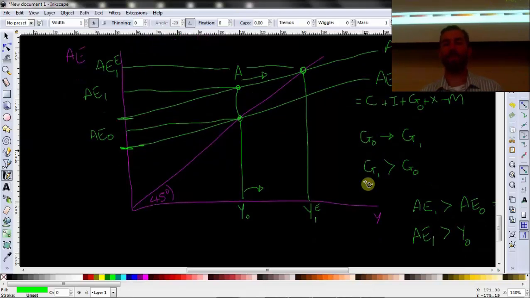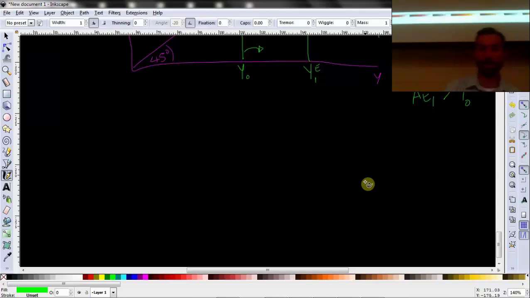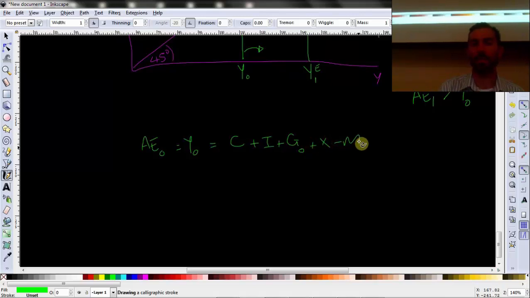What has happened in this process? Let's look at it as an equation. We had some level of expenditure, AE0, equal to Y0, equal to C plus I plus G0 plus X minus M. Okay. Let's just let this equal 0, let this equal 0, and then let this equal 0 just to make our lives easier. And we let C equal A plus BY.